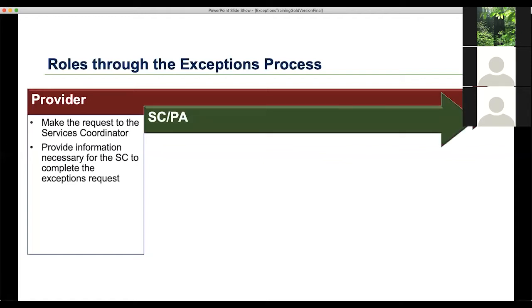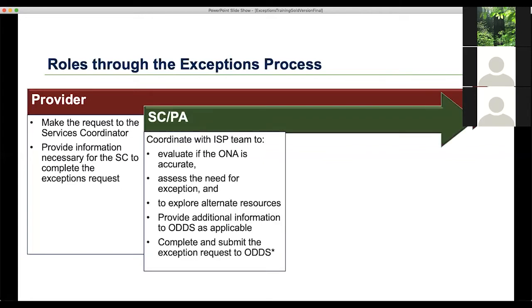The next role we have, of course, is that service coordinator or personal agent. And again, they want to start with that step of looking at the ONA. Is it accurate? What's the need for the exception? What's being asked for? What alternatives are looked at?